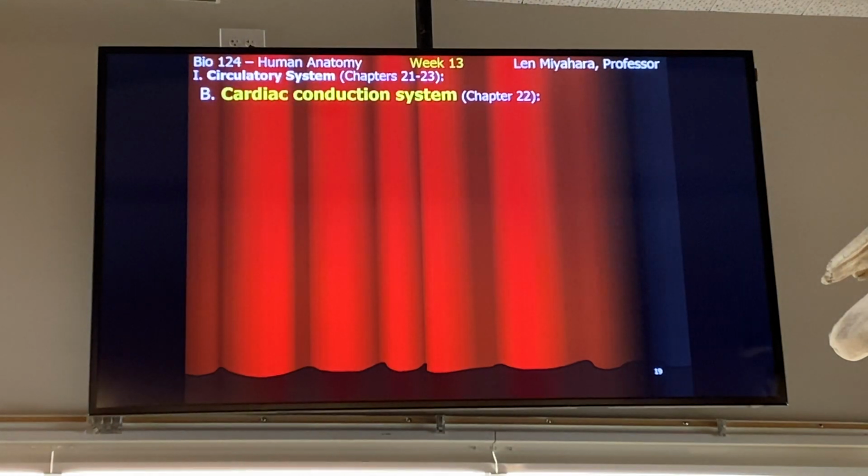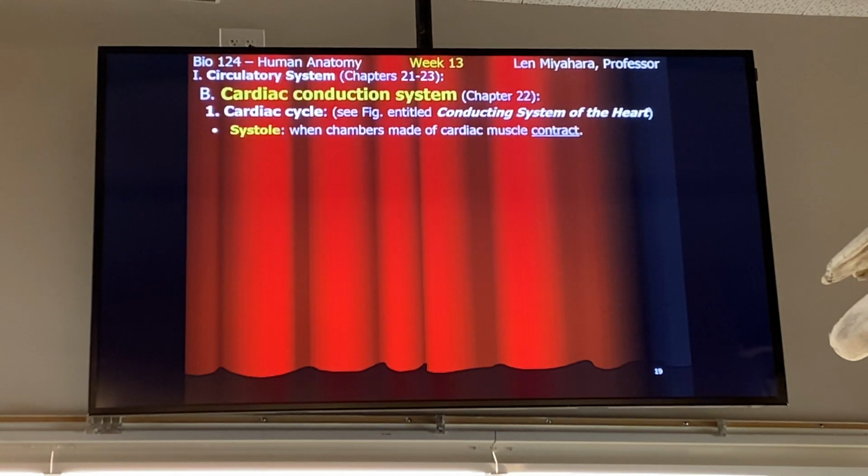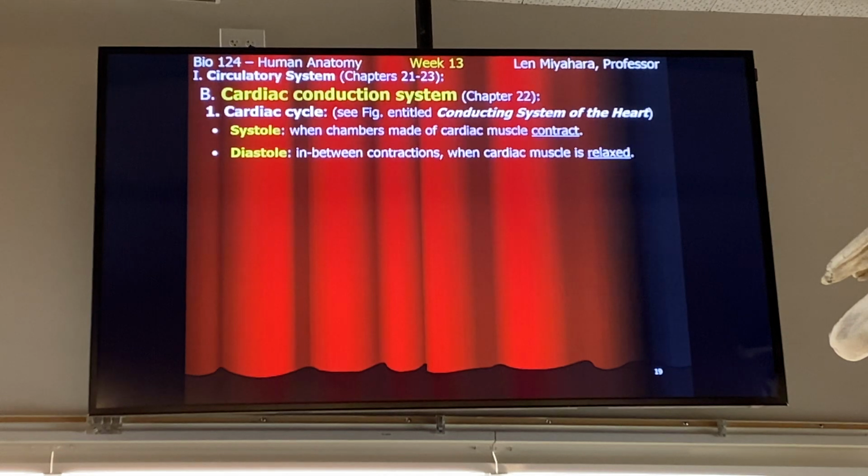All right, let's move on to the heart. We finished talking about the blood. First, talk about the cardiac conduction system. We did not cover this in lab, so we'll cover this in lecture. While the chambers are contracting, it's called systole. While the chambers are not contracting, it's called diastole.